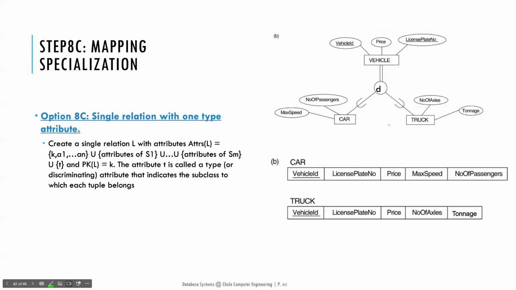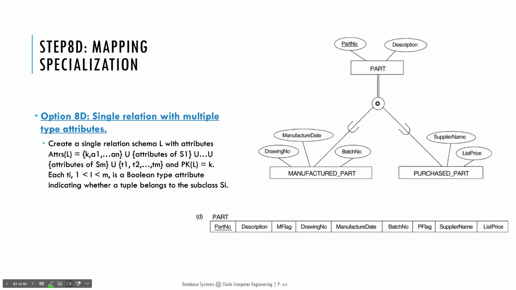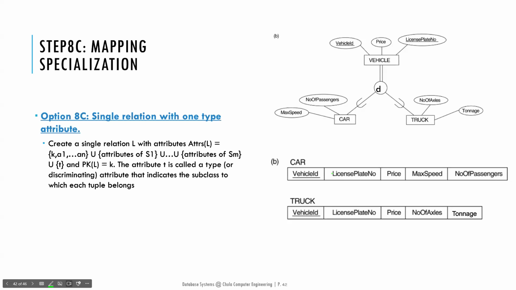Okay. Now option C. Option C says single relation with one type attribute. Okay. This is going to be, oops. Sorry. I didn't get this right. Okay. This is wrong. I have to change it. Sorry. So the result from this single relation is not this. Let us do it together.